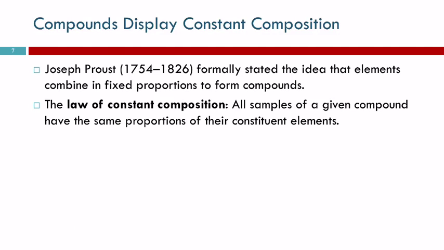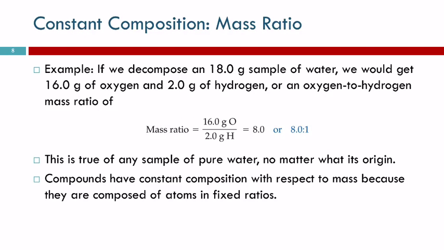So Joseph Proust, back in the 1700s, early 1800s, was the first one to formally state the idea that elements combine in fixed proportions to form compounds. And this was stated in the law of constant composition. All samples of a given compound have the same proportions of their constituent elements. And this is before we knew what was inside of an atom, or really even what atoms exactly were. But what they observed was that it was the same proportions by mass.